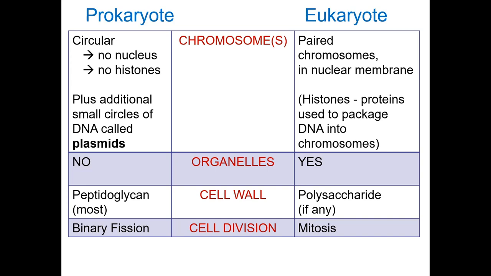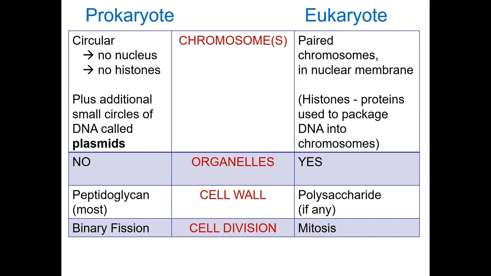In eukaryotes, there may or may not be a cell wall. If it is present, it's made of polysaccharide, so it's built around sugar molecules. So for instance, cellulose is made out of glucose. We see that in plant cells. We see something similar in fungi, and we'll talk about that later as well.